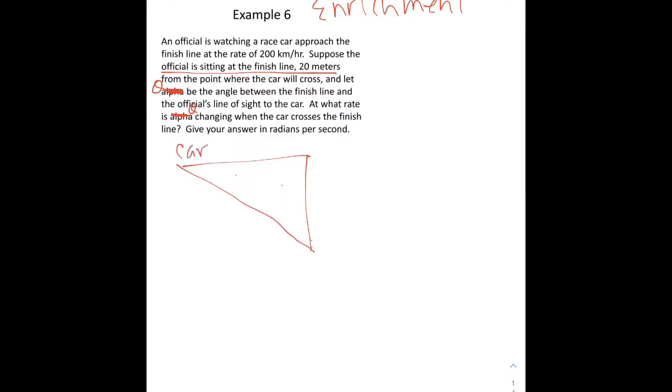Okay, so this is the car. This is the finish line. This is the official. And this is his line of sight to the car. The question is asking for, and let theta be the angle between the finish line and the official's line of sight. So here is where my theta belongs. And this is important. As the car gets closer and closer to the finish line, theta is getting closer and closer until it's finally 0. Keep that in mind.